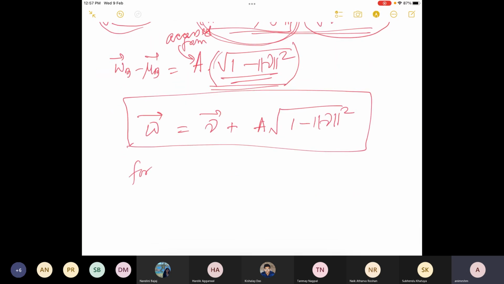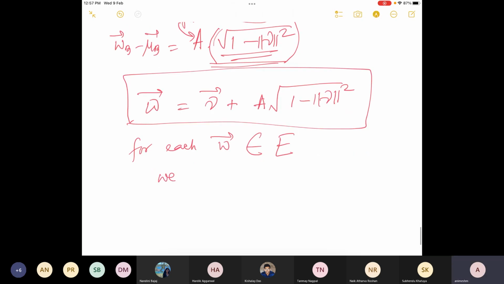So for each W in E, we have W equals this. With this we have neutralized as well as equalized the vector space and the individual vectors. We have neutralized all the stereotypical vectors and we have equalized all the vectors that belong to equality sets.